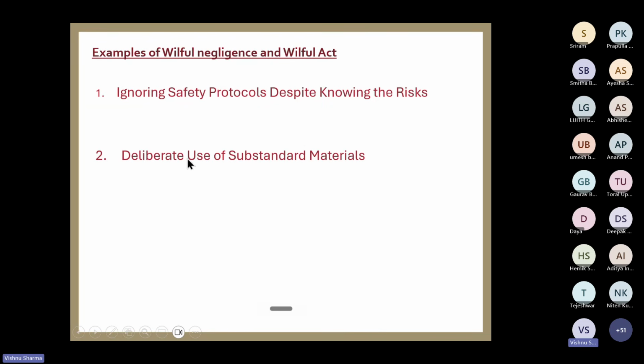Then another thing is deliberate use of substandard material. The contractor knows that material is not of correct quality. Say for example, cement. He is using third grade cement. He knows the consequences. It is going to create some weakness or weak spots once your civil construction is completed, or you are using bad quality of material.